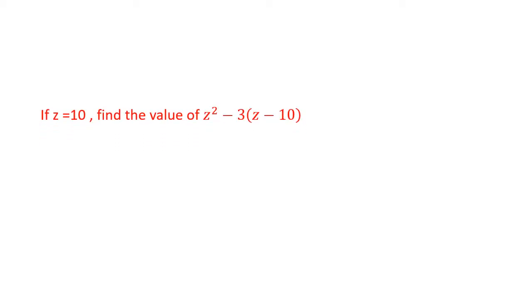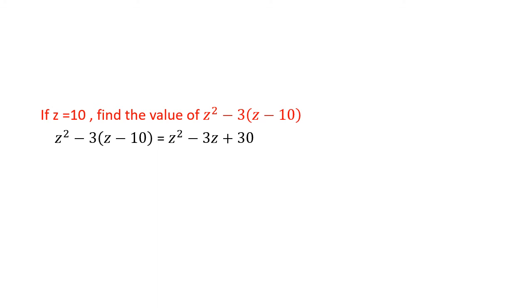And one more problem. If z is equal to 10, find the value of z square minus 3 into z minus 10. First we are going to simplify this, then we are applying the value of z. So what is the given expression? z square minus 3 into z minus 10.